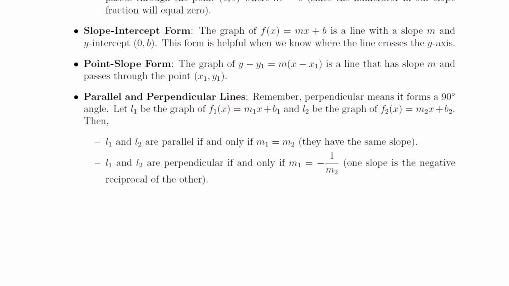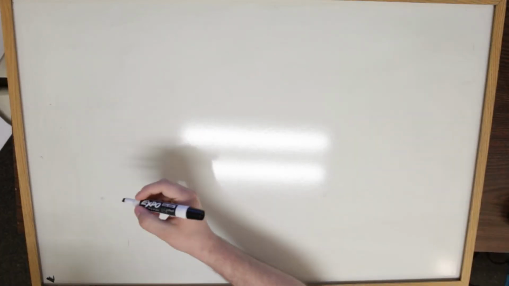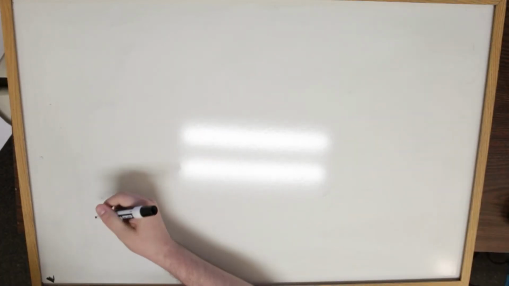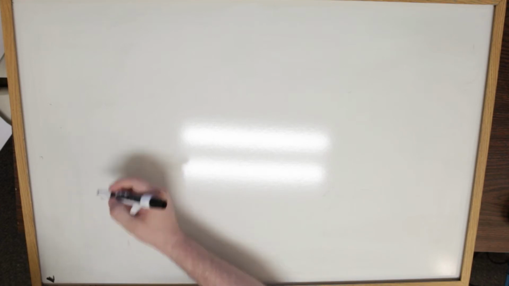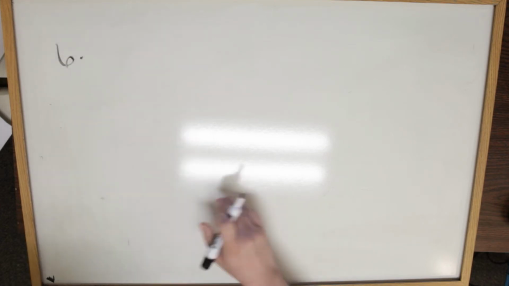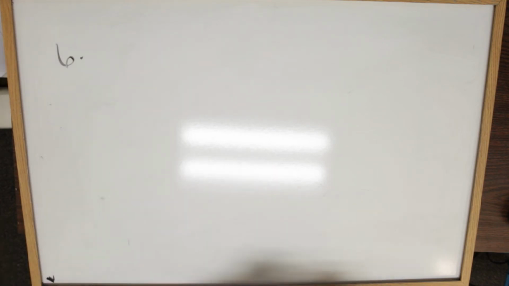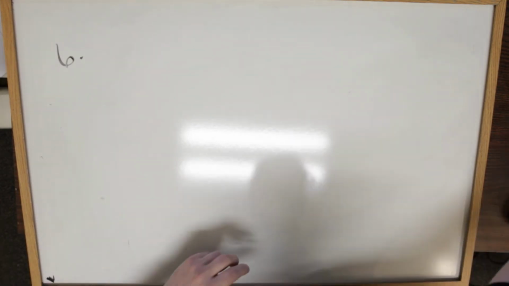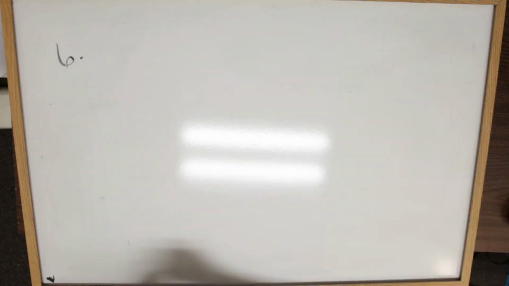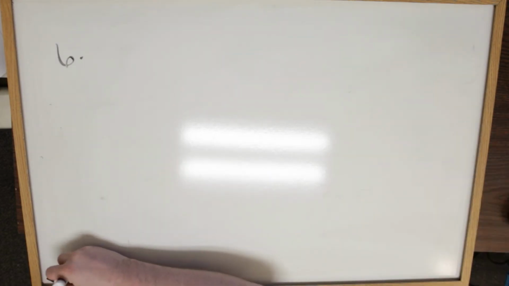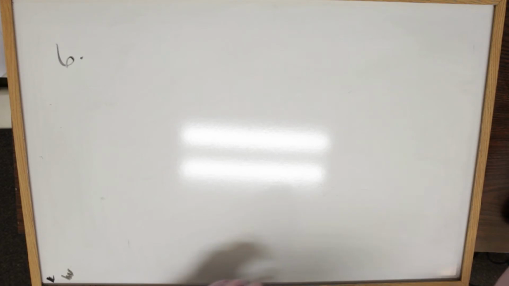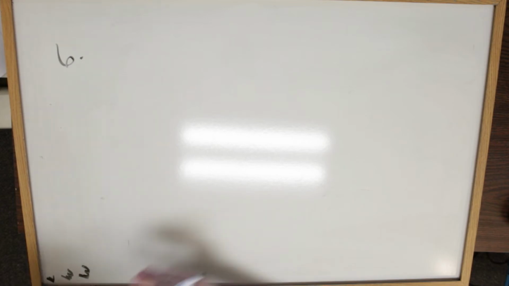All right, let's go to our board real quick and jump into some examples. This is section 2.3. Let's look at question number 6. This marker seems to be a little on the light side, so let's try to find another one. Yeah, we'll use this one. This one works.